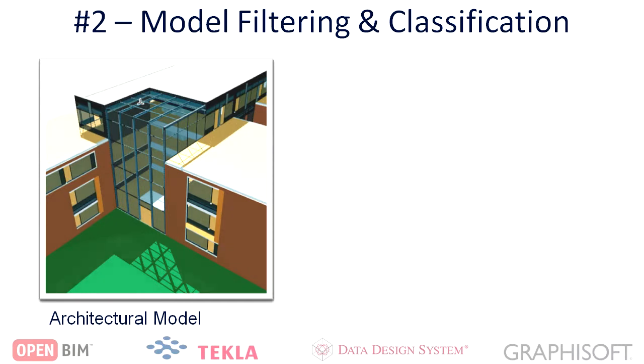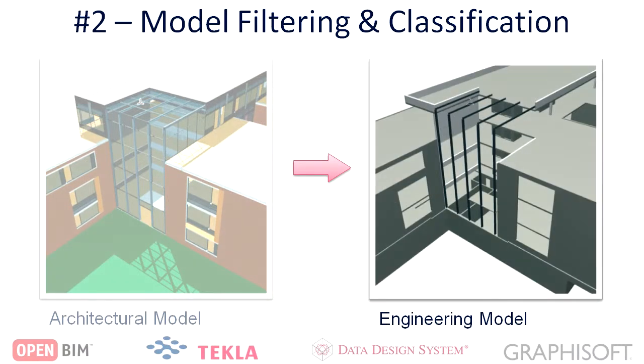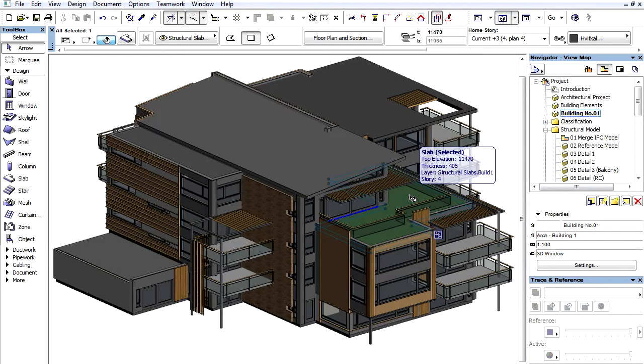The second concept of OpenBIM collaboration is based upon model filtering and classification. In order to perform a quick and fully automatic element filtering, it's important that all the elements in the architectural model have the appropriate element and load-bearing function classifications. Let's select this slab, for example, and open its settings dialog.